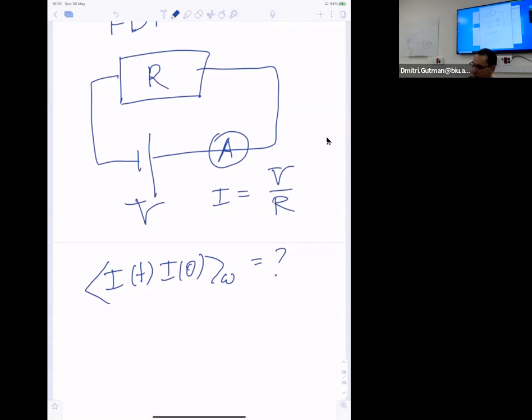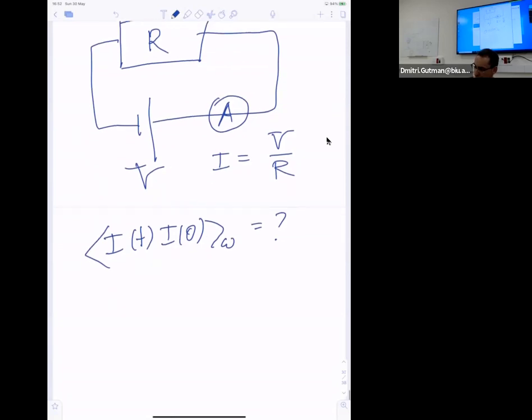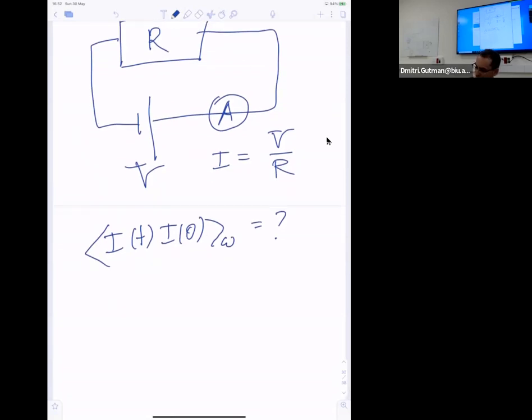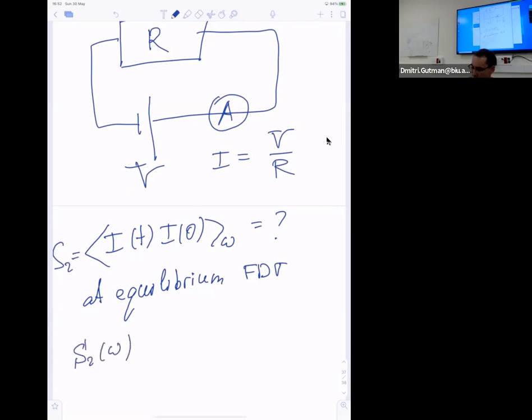Under external voltage V, and once again, we know that if the system is at equilibrium, the fluctuation dissipation theorem must hold, and this object, let's call it S2, S2 of omega, must be equal to conductance times temperature, or temperature divided by resistance. I guess I'm missing a factor of 2.